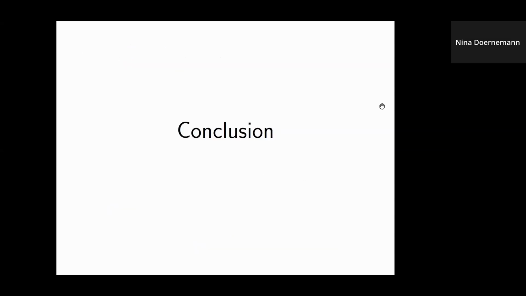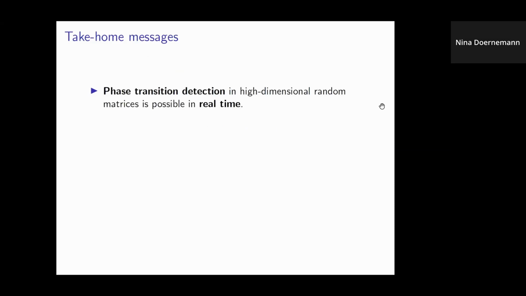Okay, so let me conclude this talk. As I already said at the beginning, what you should really take away from this talk is that this type of phase transition detection is possible for a broad class of high-dimensional random matrices. For today, I showed you how to do it for Wigner matrices, but from random matrix theory, we know that there are a lot of matrix models that spectrally behave similarly, or at least not too differently from a Wigner matrix. And to this class of matrices, the procedure is also applicable.